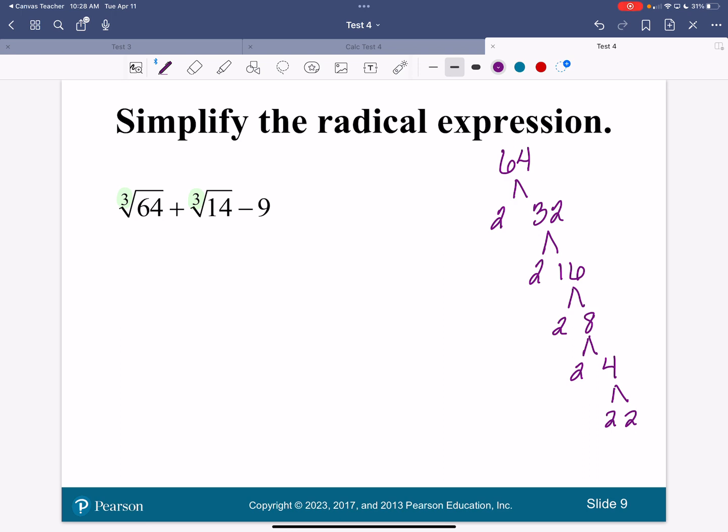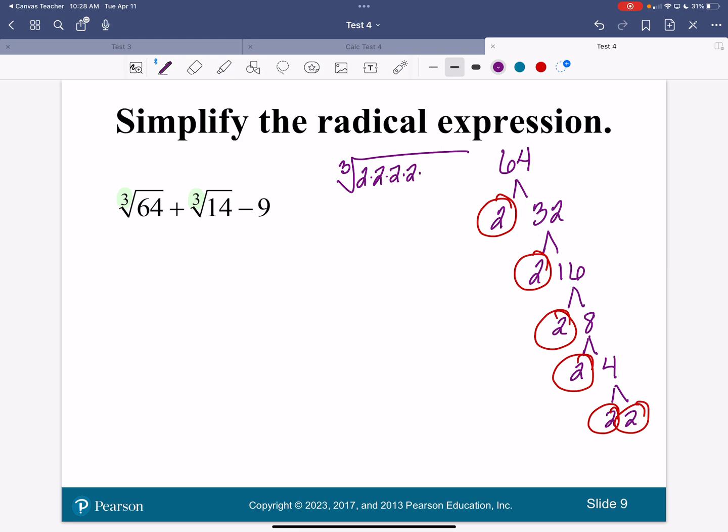Okay. So what I'm going to do is I'm going to rewrite this 64. And I've got 2 times 2 times 2 times 2 times 2 times 2. So that's what I'm going to write down. You could either write down 2 to the 6th, or you could write down 2 times 2 times 2 times 2 times 2 times 2. And because of this number right here, I'm looking for a set of how many? 3.